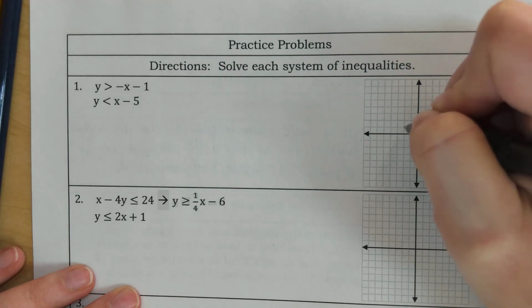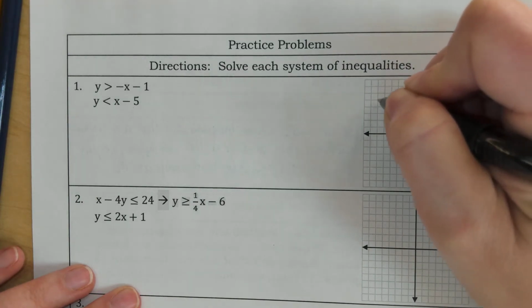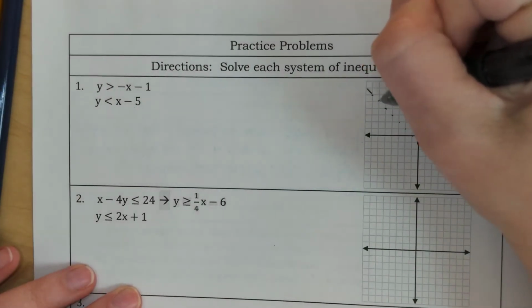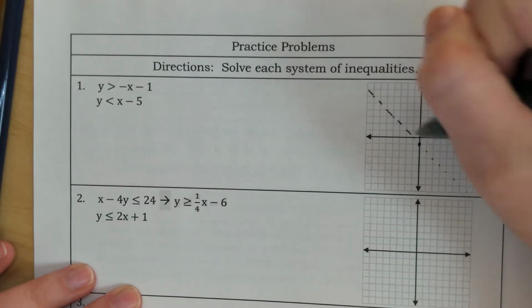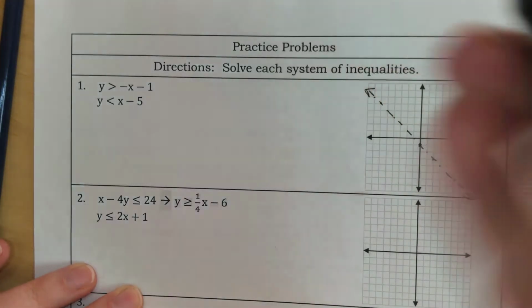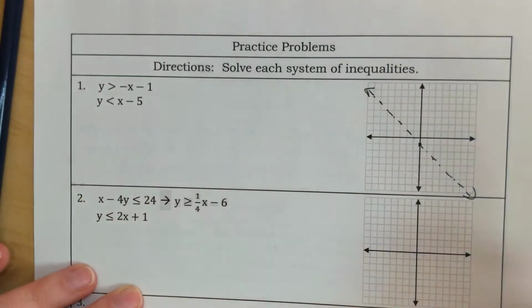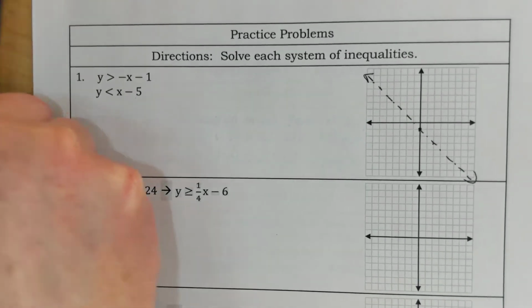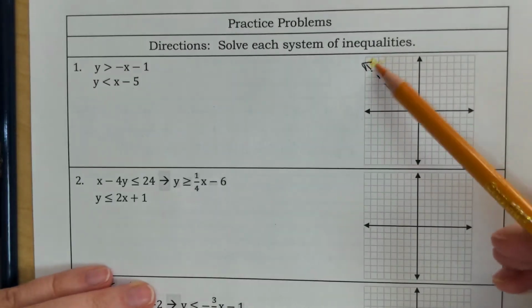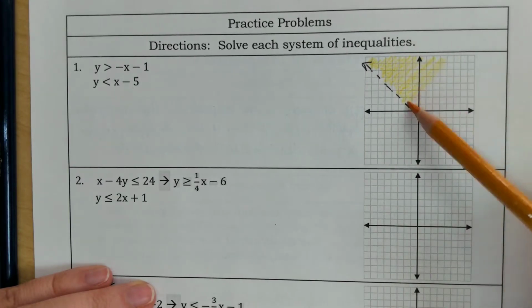Now what you'll notice on this problem is that there is no equal to in our inequality symbol. So I'm going to be using dotted lines or dashed lines to connect these points. You also notice that it is greater than, so I'm going to shade above this line, and I'm just going to pick a colored pencil to be able to do that. And I'm going to shade in yellow above that line.